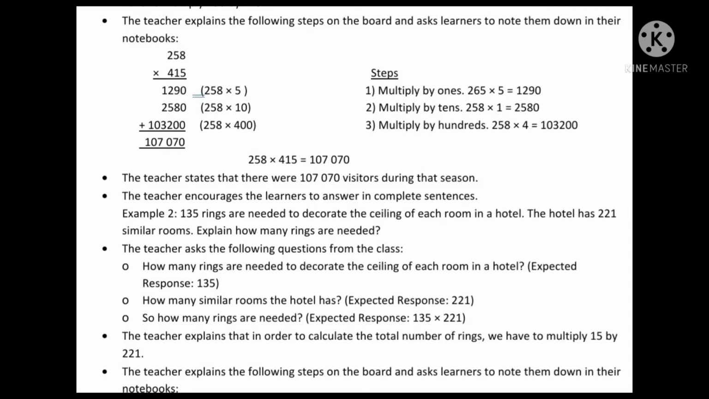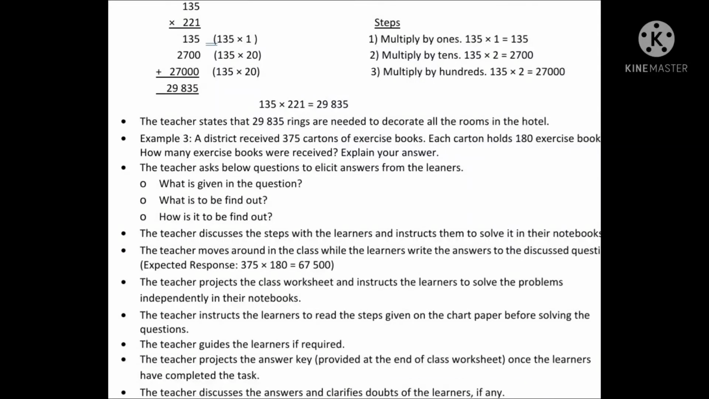So as you can see on the screen, 135 multiplied by 221. The students will follow the same step. Step 1, multiply by 1s, that is 135 into 1 gives us 135. Then multiply by 10s, that is 135 into 2 gives us 2700. And multiply by hundreds, 135 into 2, 27,000. Then adding all the three rows, we get the final product 29,835. So the teacher states that 29,835 rings are needed to decorate all the rooms in the hotel.